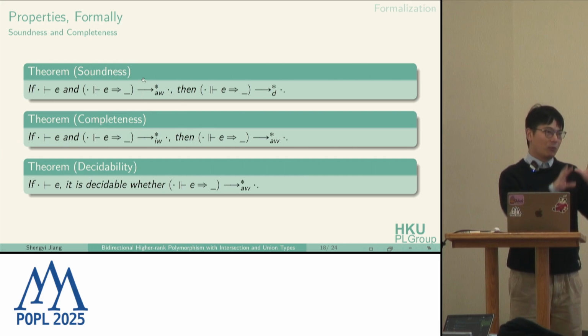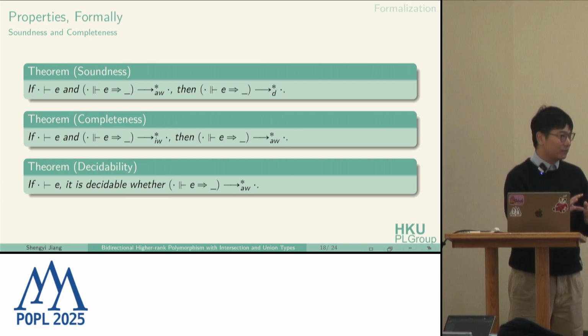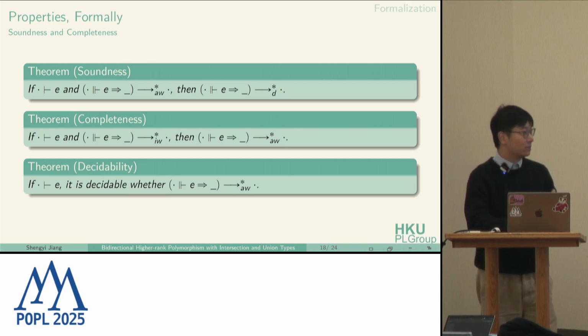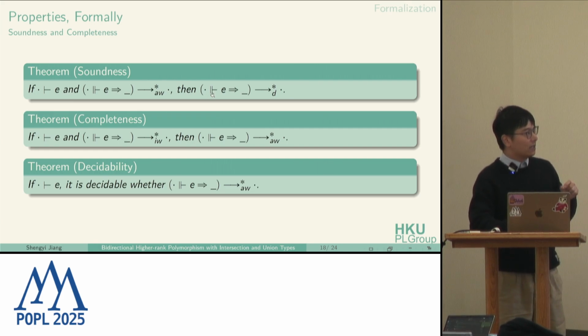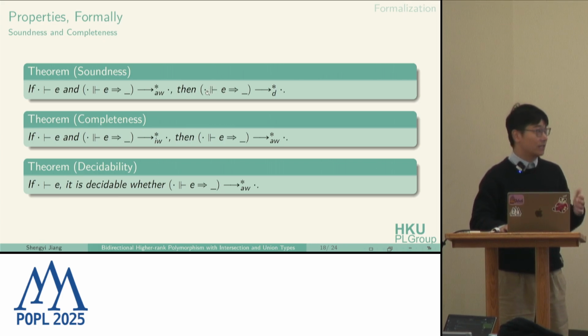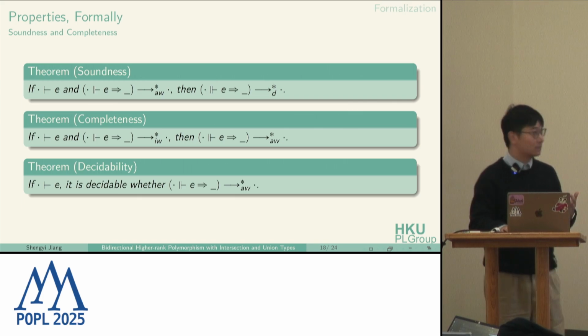Basically, it says that what our specification accepts, our algorithm will succeed on. And what our algorithm succeeds on, it also follows the specification. And our algorithm is also decidable. Here we state this in a more specific version where expressions are closed in the empty context. But actually, when we prove them, we need to generalize to the open context and worklist.